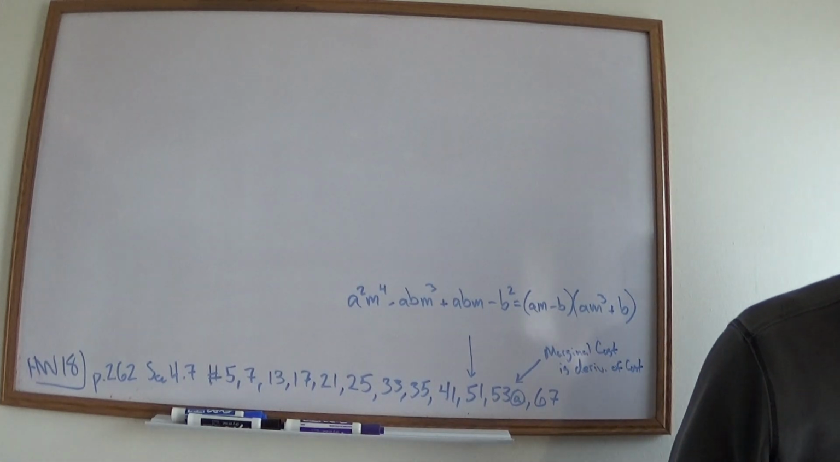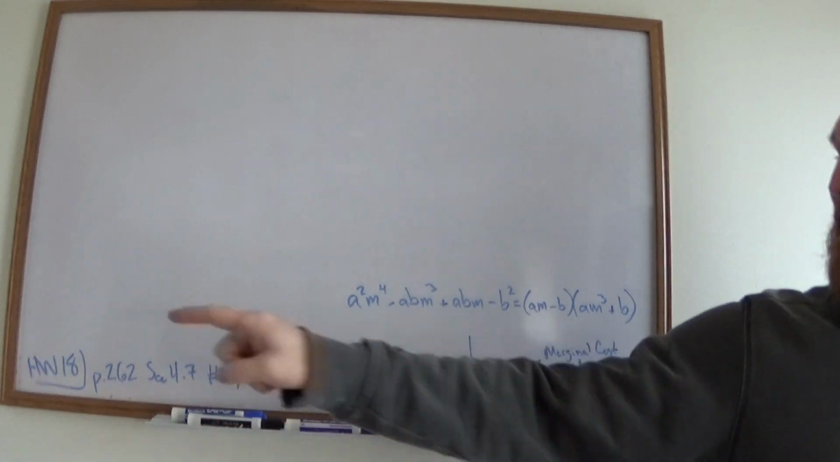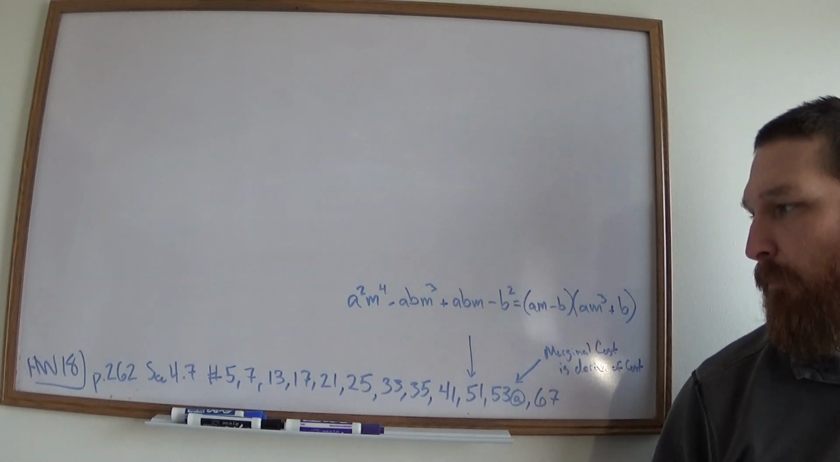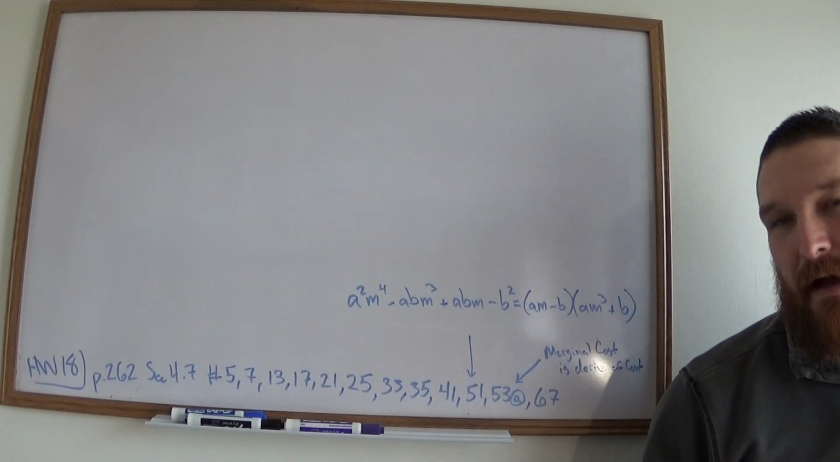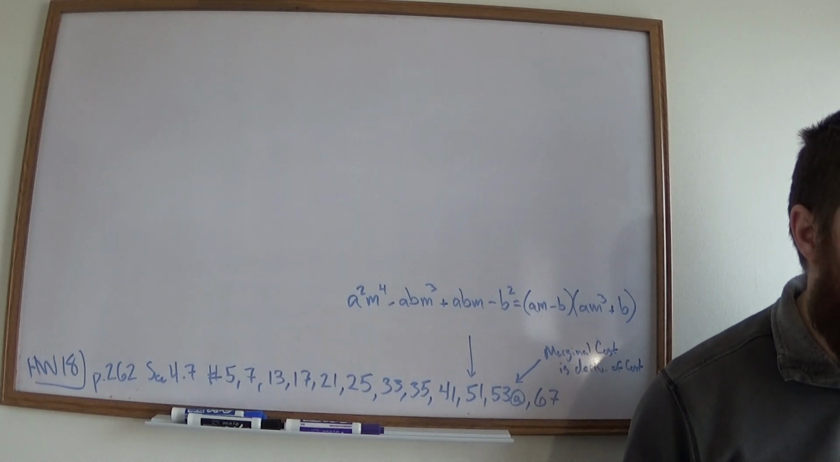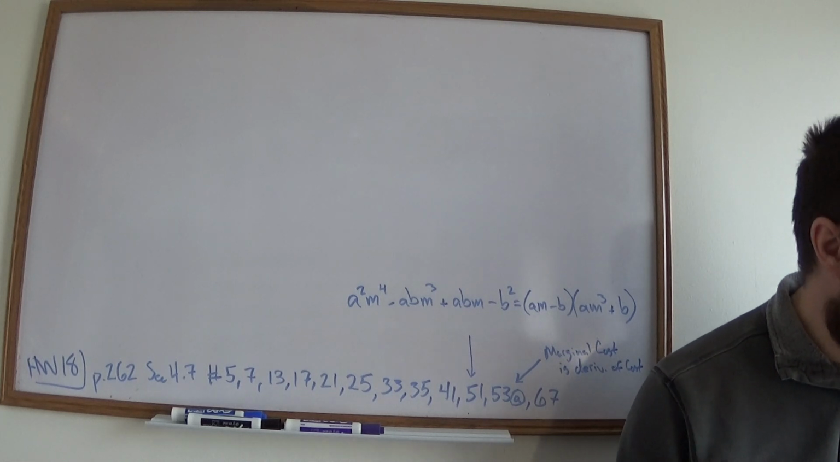Okay, homework 18, page 262. We are jumping to section 4.7. We'll probably return to 4.4 at some point. Maybe, and we might touch it briefly. But sections 4.5 and 4.6 we probably won't get into. You could look at those.